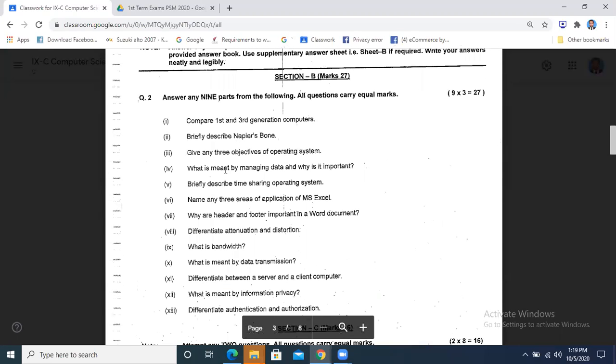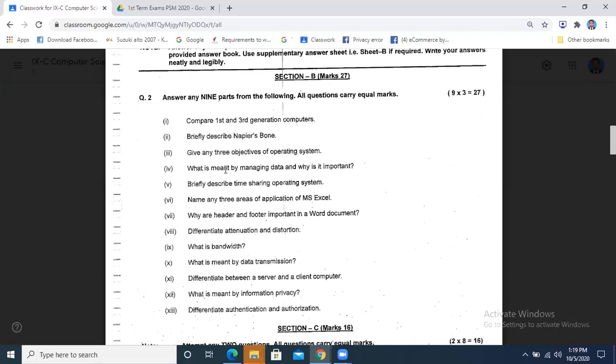Now come towards section B. You have to do 9 questions out of 13. So this is a good choice. 4 questions are available extra. Each short question is of 3 marks.